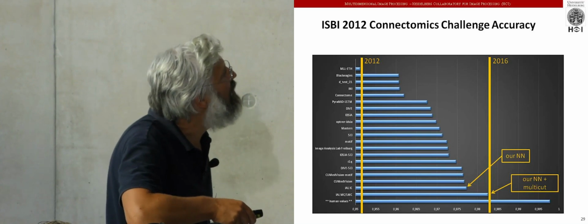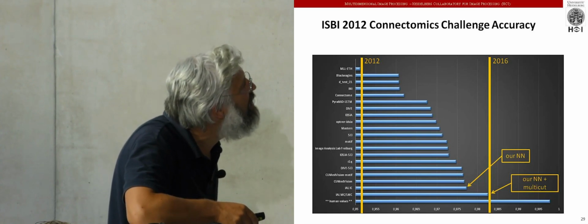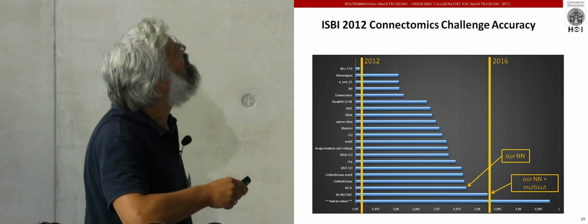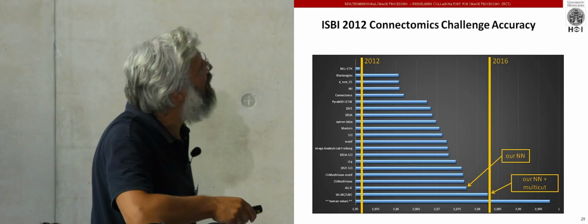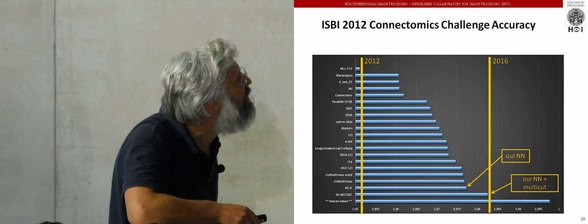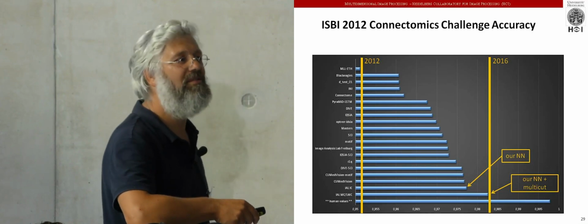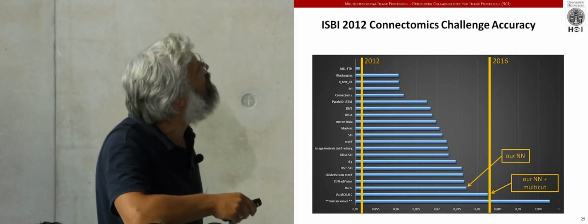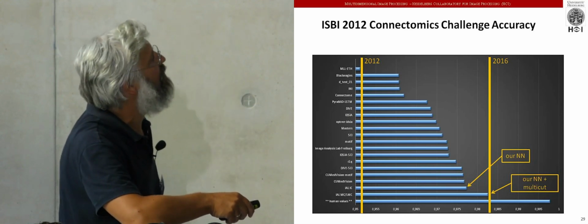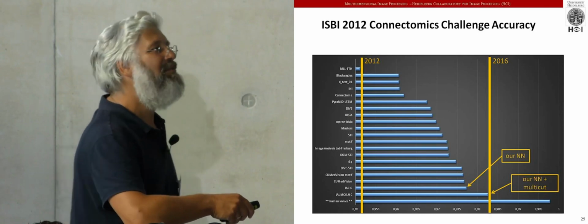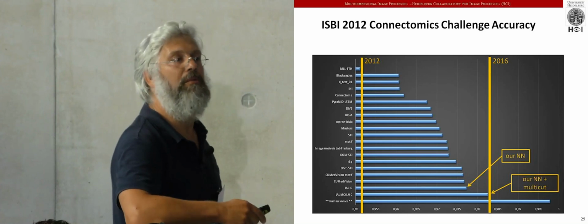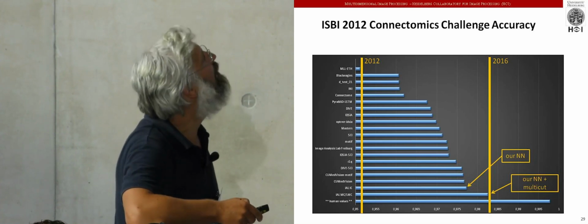And then humans are here, 99.7% or something. And you see now it's 2016 and our multicut in connection with neural networks is getting close to the humans. So the progress since 2012 is quite substantial. You also see here that the neural network alone gets us a long way, but the multicut can still improve on the mistakes in the neural network.